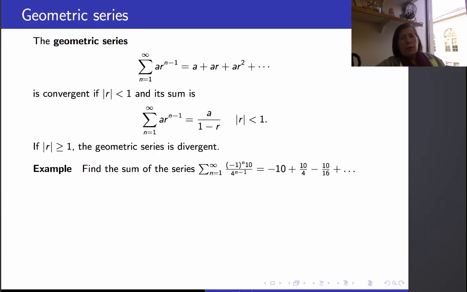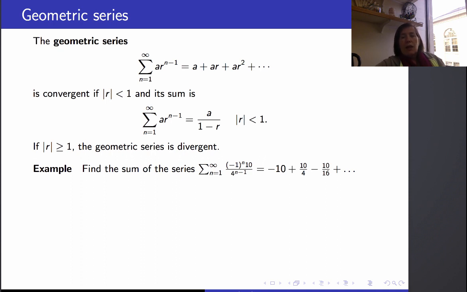In your notes, we generalized the formula we had for the nth partial sum for 1 over 2 to the n. For the geometric series, the sum from n equals 1 to infinity of a times r to the n minus 1, where a is some constant and r is also some number, this is convergent if the absolute value of r is less than 1, and it's divergent otherwise.